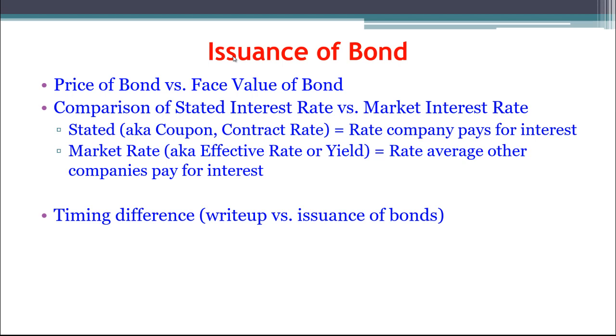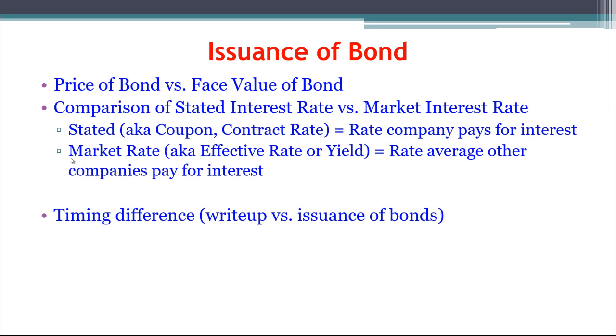First, we're going to talk about the issuance of the bond and what journal entries are related to that. We need to know the price of the bond versus the face value of the bond. And remember, that's all related to the comparison of the two different interest rates. It's the timing difference between the write-up and the issuance of the bond that generally leads to the difference between these two rates. We lock in a stated rate when we're drawing up that bond contract, but by the time we get around to selling it, to issuing it, going through all the legal work, the market rate has likely changed.